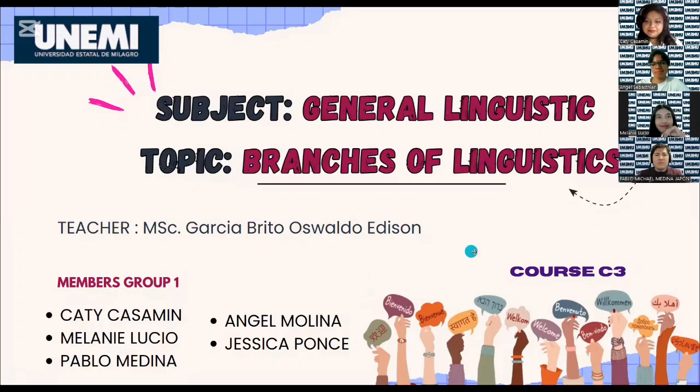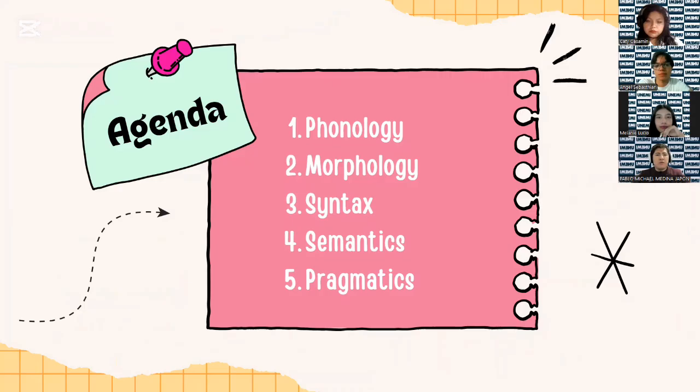We are pleased to present our group work for the subject General Linguistics. Our topic in this case is the branches of linguistics. In this presentation, we will explain the 5 main branches: phonology, morphology, syntax, semantics, and pragmatics. Each member of the group will focus on one specific branch. We hope you enjoy it and find it useful.